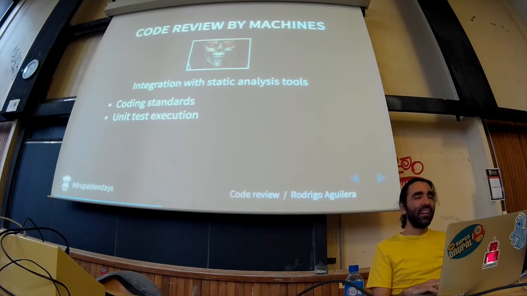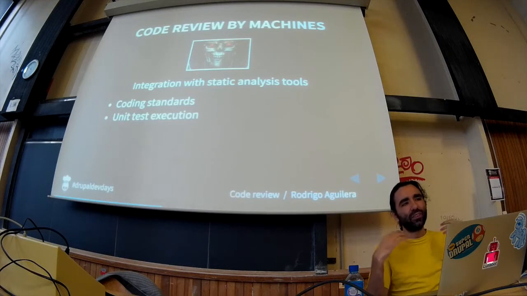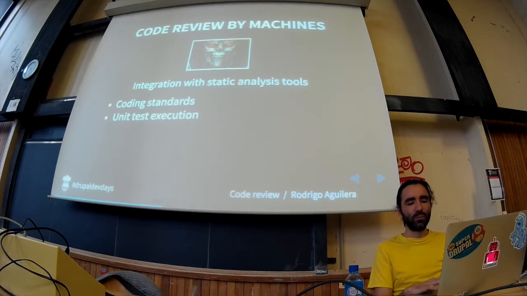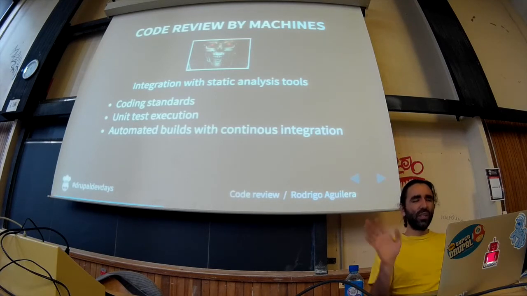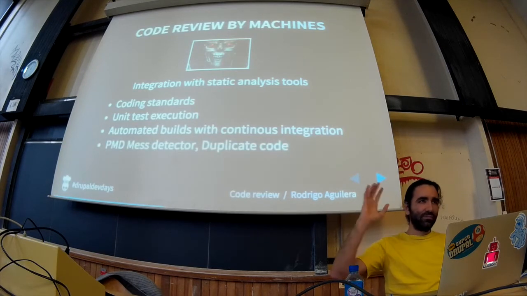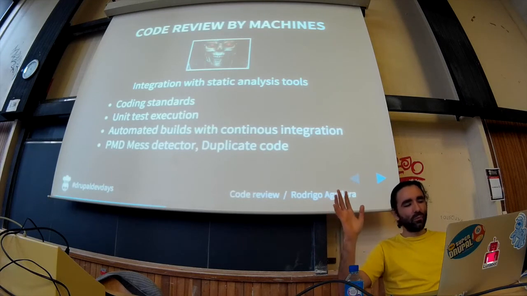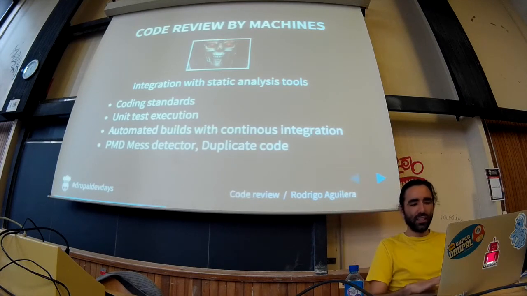A thing that might happen with new developers is that you have to explain to them the importance of coding standards, that code is readable, things like that. You can do a lot of things with machines, automated builds that are going to be executed. We do everything in the build in our Jenkins instance, and there is Mess Detector that detects complexity introduced, duplicate code, things like that. You name it, you know.